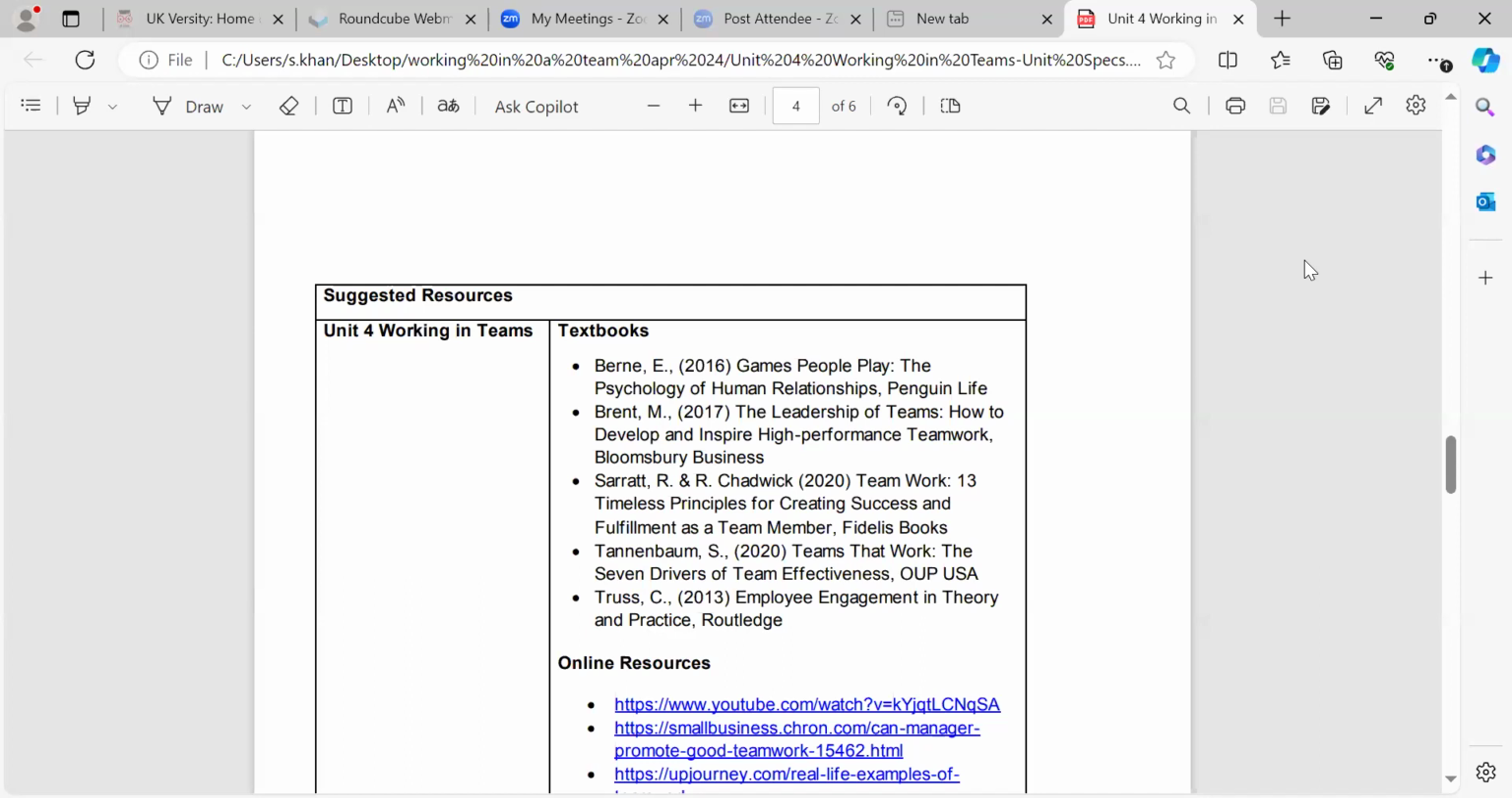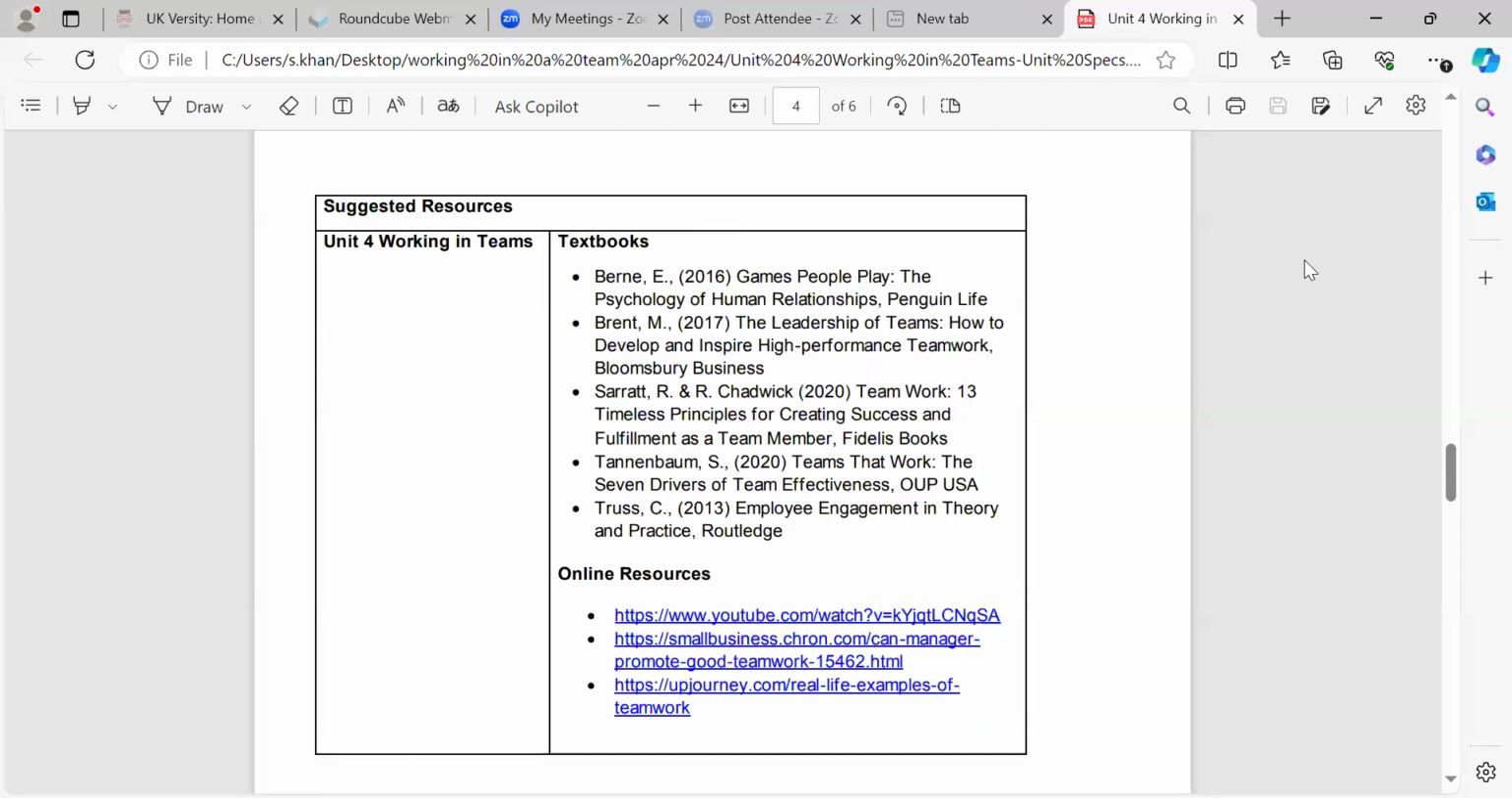So these are some of the textbooks that have been used for suggested reading and indicative content, textbooks that you could refer to. You've got Byrne, The Psychology of Human Relationships; Brent, The Leadership of Teams; Sarat, Teamwork. Sorry to interrupt. What's Penguin Life? That's the actual publisher.